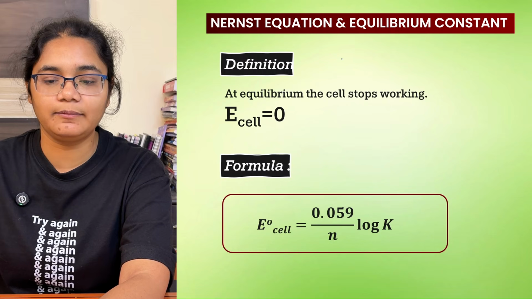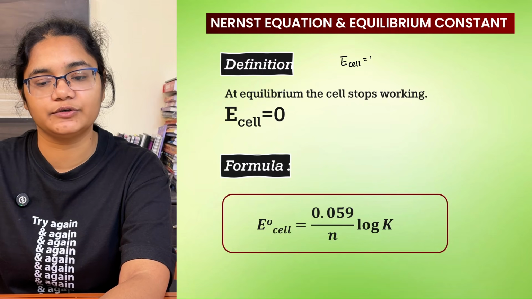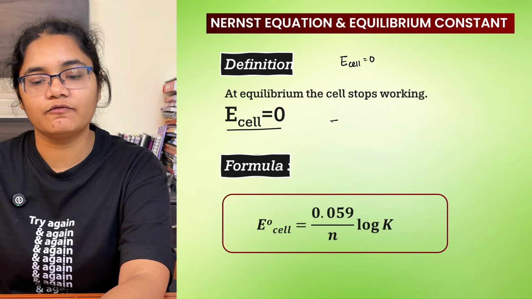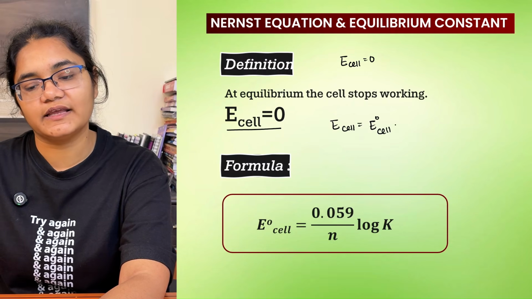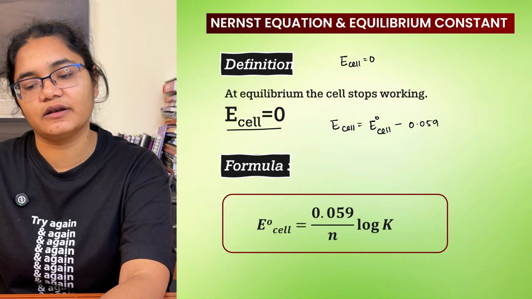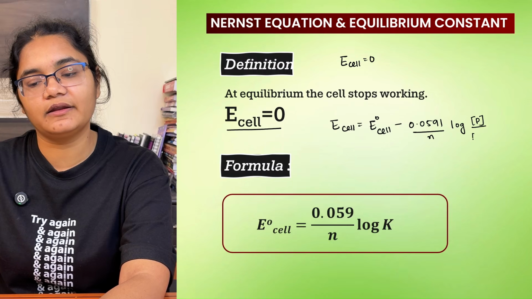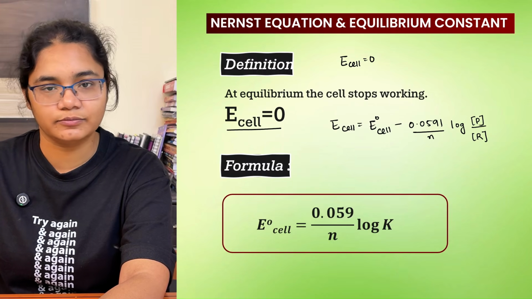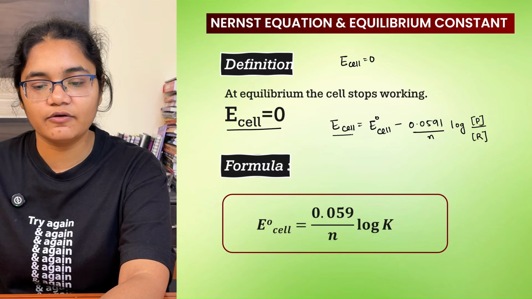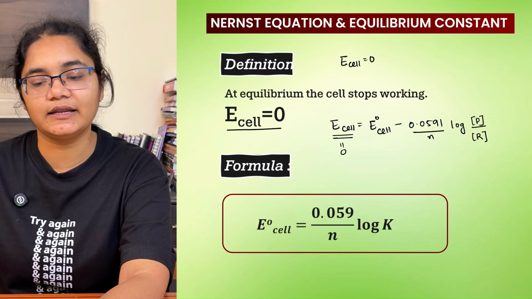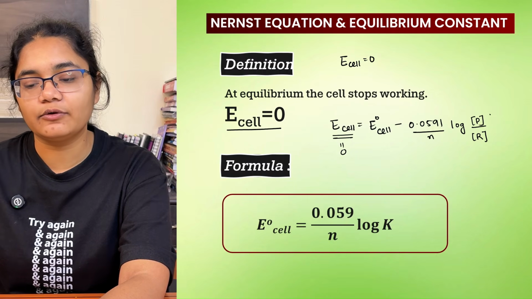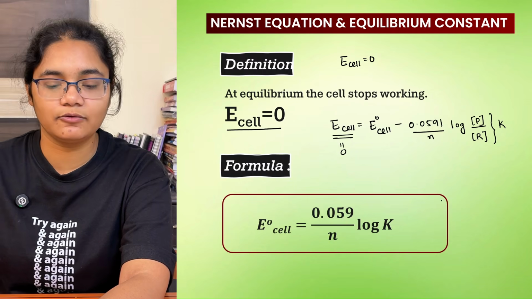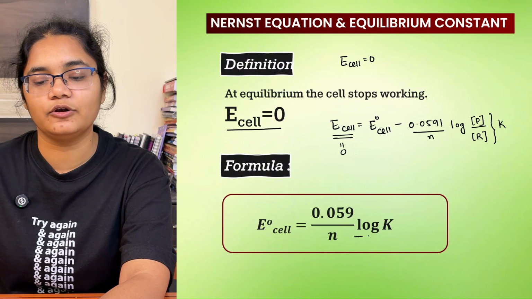See, at equilibrium, what happens? The E of the cell becomes 0. If E of the cell is 0, what is my Nernst equation? E of the cell is equal to E naught of the cell minus 0.0591 by n log of product concentration divided by reactant concentration. Only ions have to be considered here. Now if E of the cell is equal to 0, then E naught of the cell will be equal to 0.059 by n log of, now at equilibrium this ratio is the equilibrium constant. So 0.059 by n log of K.